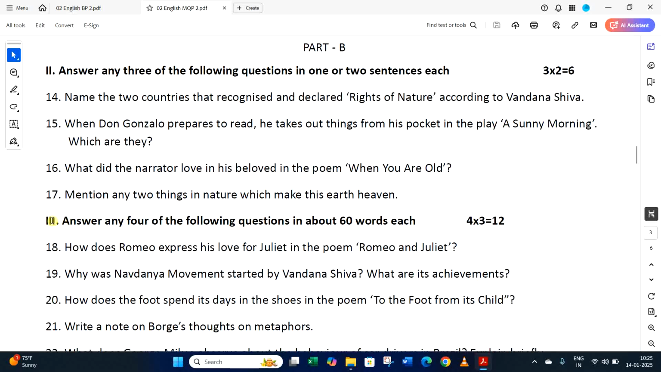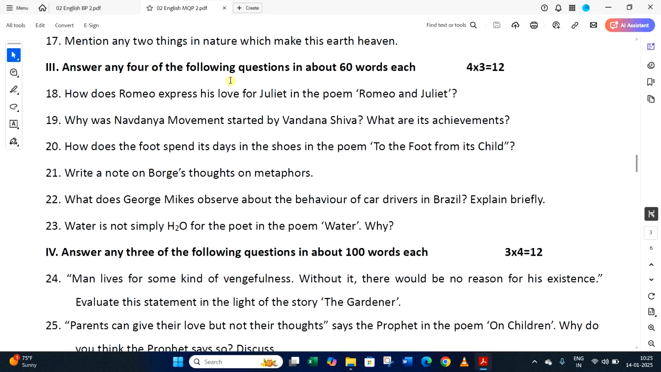Next question. Answer any 4 of the following questions in about 60 words each. This is for 3 marks. We have to write any 4 questions of 3 marks: question numbers 18, 19, 20, 21, 22 and 23. You will find all these questions here, my dear students. You have to write any 4 of these questions, and each question is for 3 marks. So in total you have to write 4 questions of 3 marks.